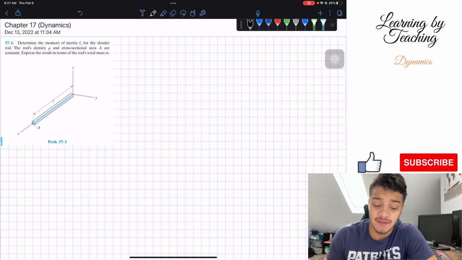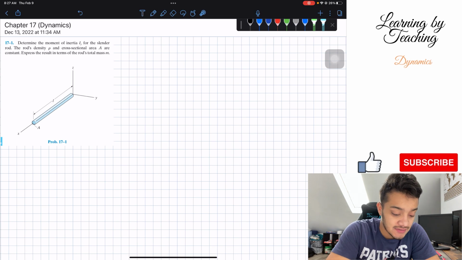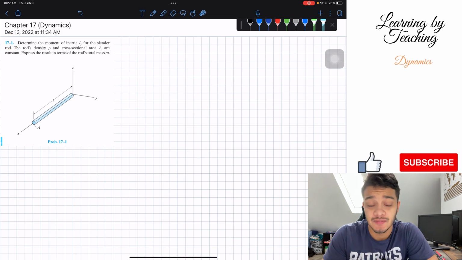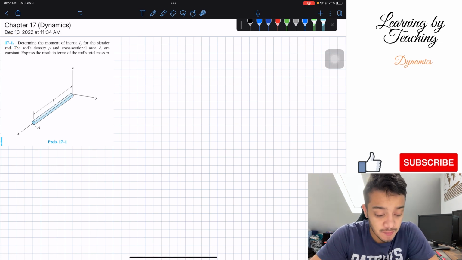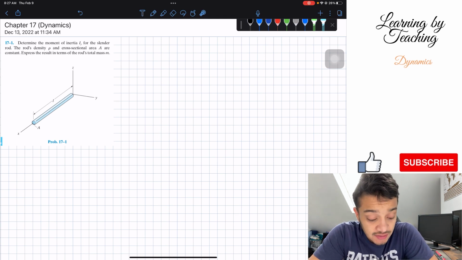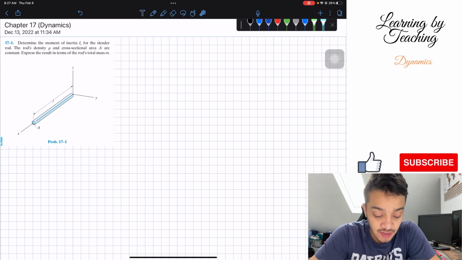Today we're in dynamics and we're going to be solving problem 17.1. So, new chapter today. It says, determine the moment of inertia I sub y for the slender rod. The rod's density rho and cross-sectional area A are constant. Express the result in terms of the rod's total mass m.